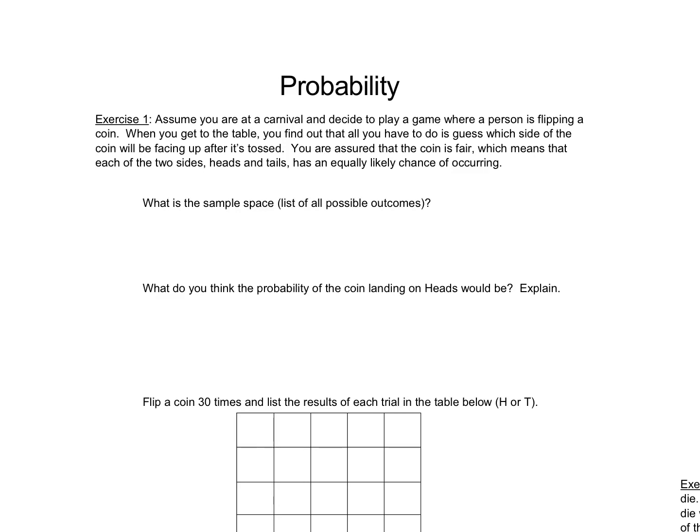All right, in this activity, we're going to explore probability. So for exercise 1, we're going to assume that you're at a carnival and decide to play a game where a person is flipping a coin. When you get to the table, you find out that all you have to do is guess which side of the coin will be facing up after it is tossed.